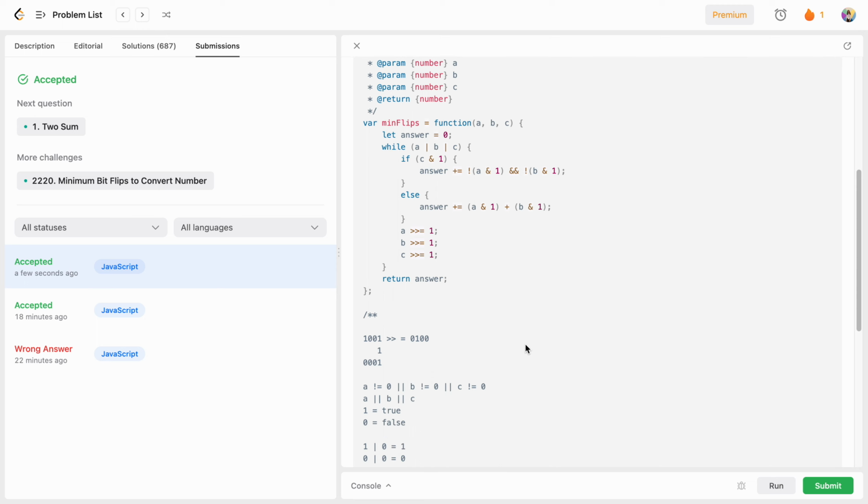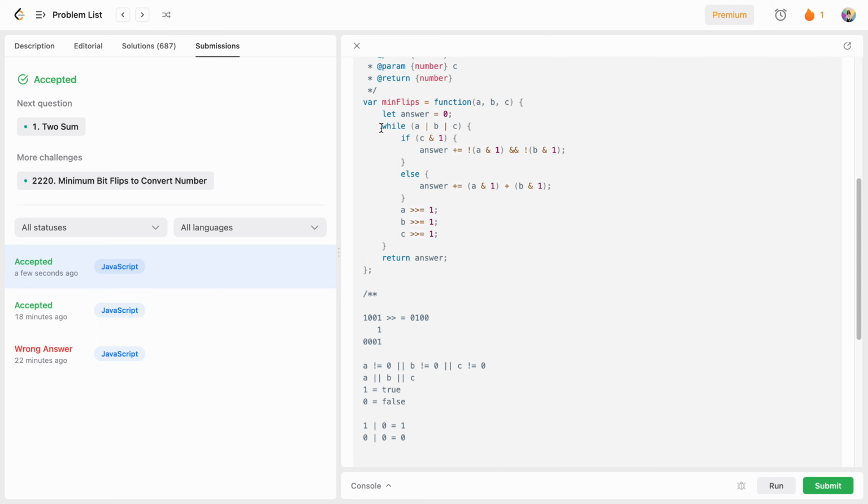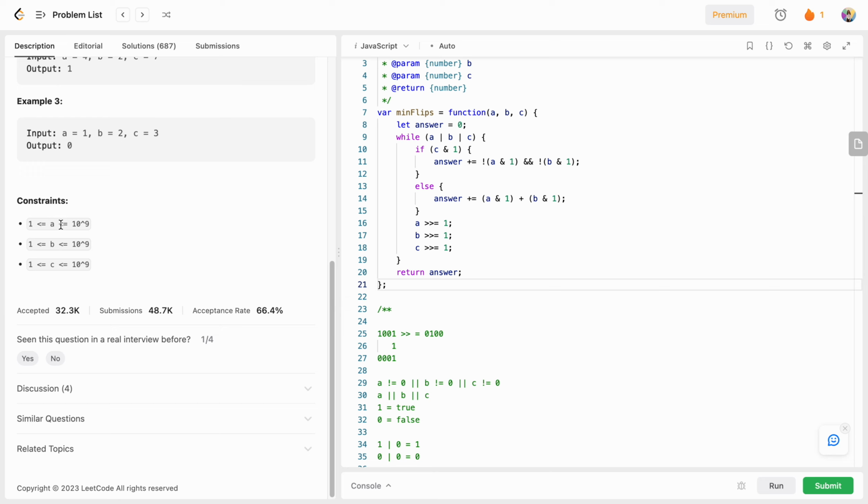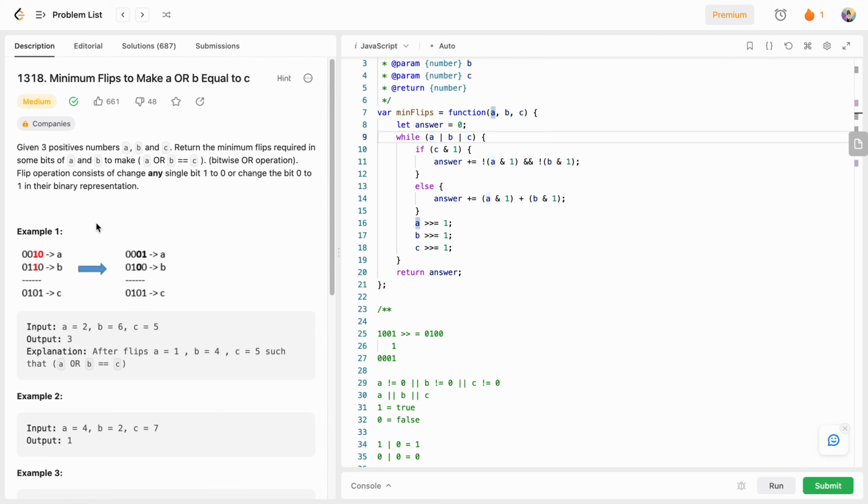Great. So let's talk about the time complexity. Since we are performing a while operation over a, b, and c, right? We are given that the value of a could be 10 to the power 9, b could be 10 to the power 9, and c could also be 10 to the power 9. So the time complexity would be based on the value of this, which would be a maximum of 10 power 9.